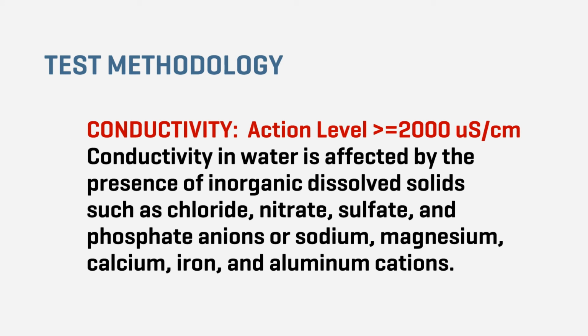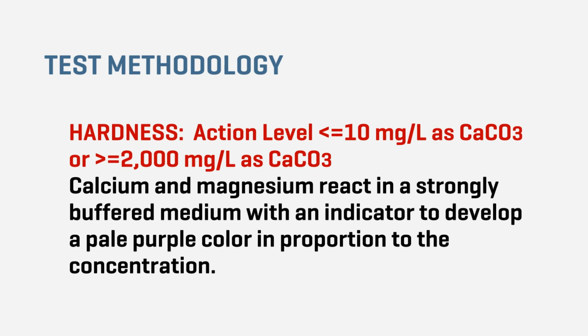Conductivity in water is affected by the presence of inorganic dissolved solids such as chloride, nitrate, sulfate, and phosphate anions, or sodium, magnesium, calcium, iron, and aluminum cations. Calcium and magnesium react in a strongly buffered medium with an indicator to develop a pale purple color in proportion to the concentration.